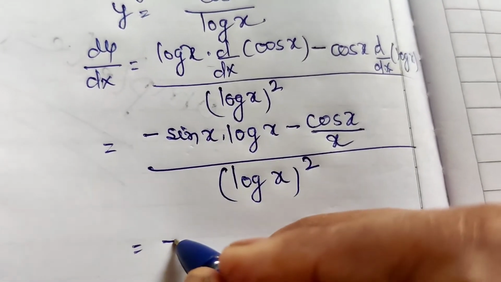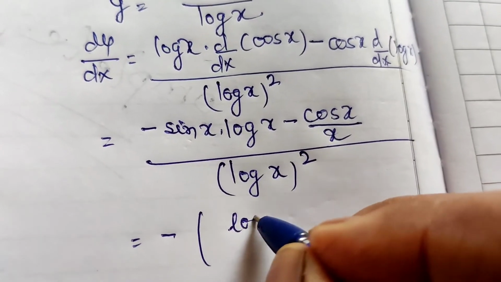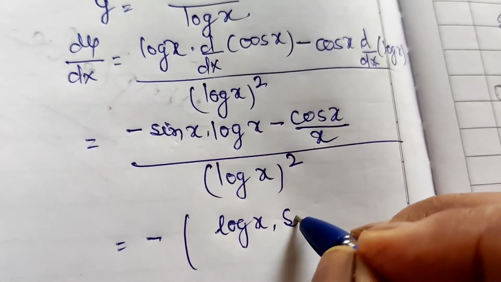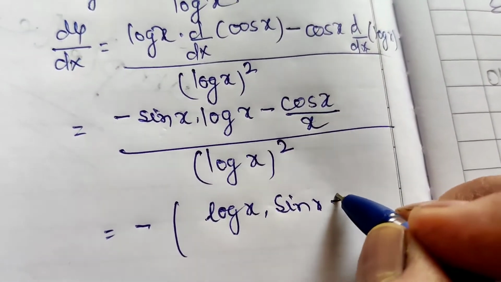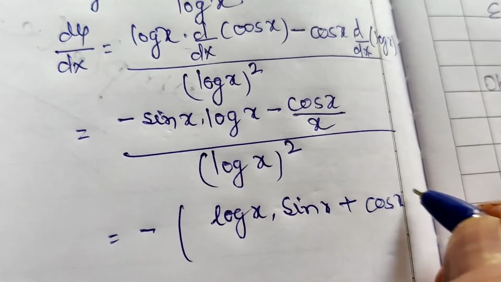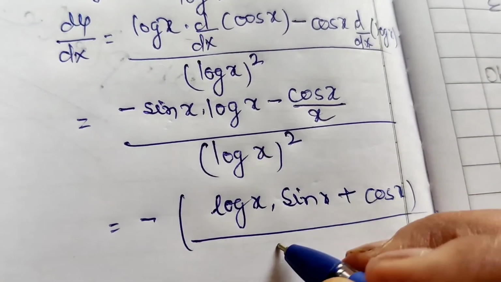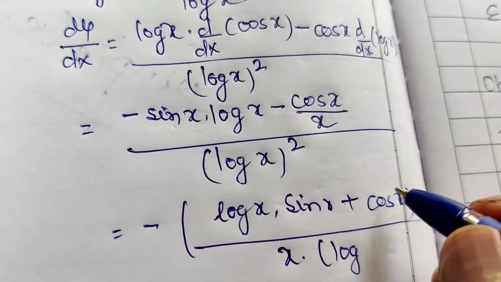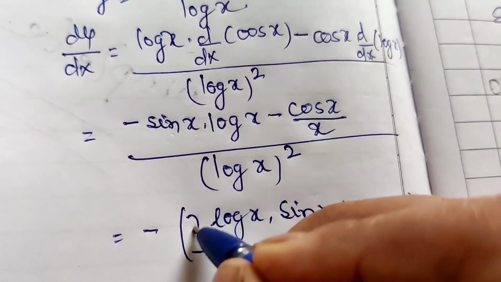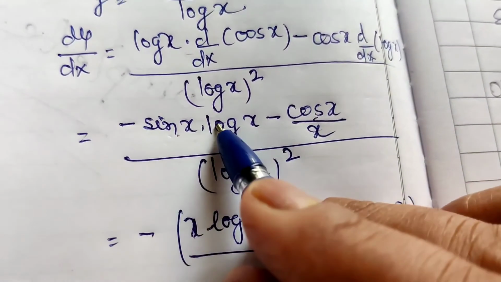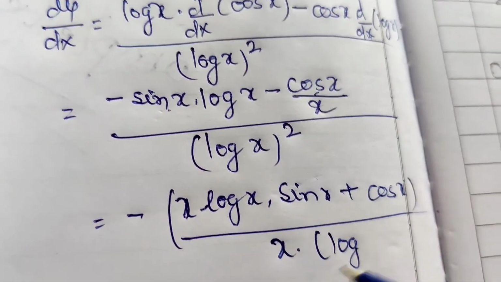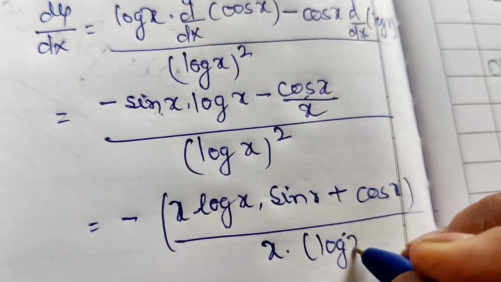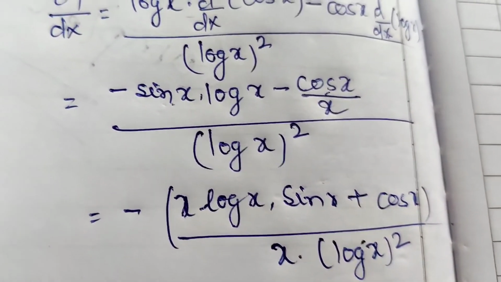Take minus common, it is minus x sin x log x plus cos x by x into log x whole square. This is the answer.